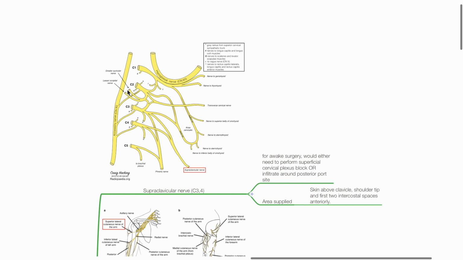First is the supraclavicular nerve from C3-C4. For awake surgery, you would either need to perform a superficial cervical plexus block or infiltrate around the posterior port side. The area supplied by this nerve includes the skin above the clavicle, shoulder tip, and first two intercostal spaces anteriorly.